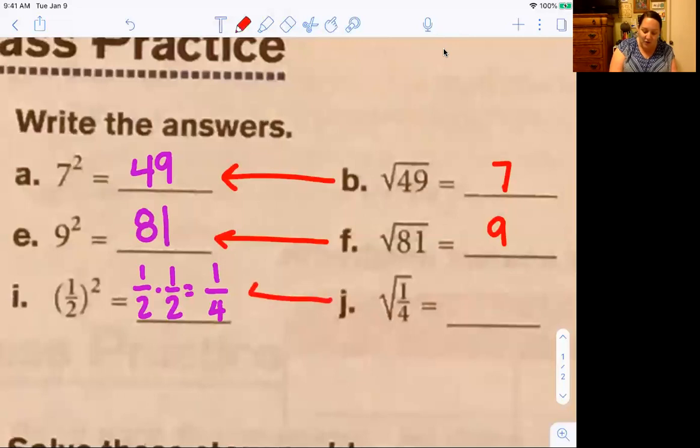Fractions are a little bit more tricky, I will agree with you, because you're probably thinking, that's a little tricky, right? They are a little bit tricky, but they're not undoable. What we can do is just look at the denominator, because we know the square root of 1 is 1, right? And the square root of 4 is 2. So the square root of 1/4 is 1/2.